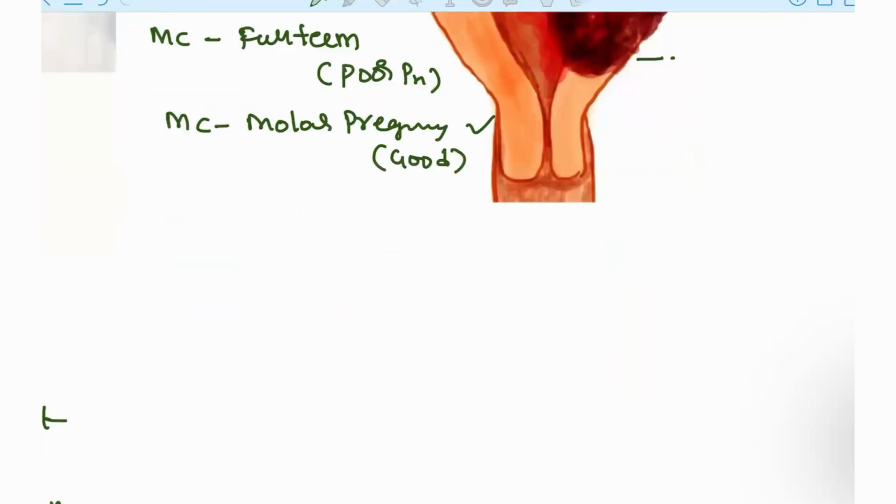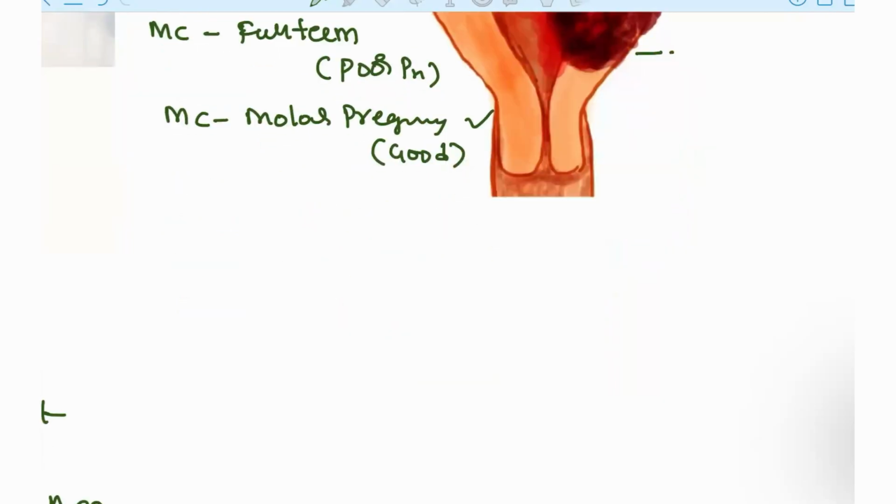Next, most commonly this patient will have bleeding manifestations. Persistent bleeding will be seen, and persistent theca lutein cysts.